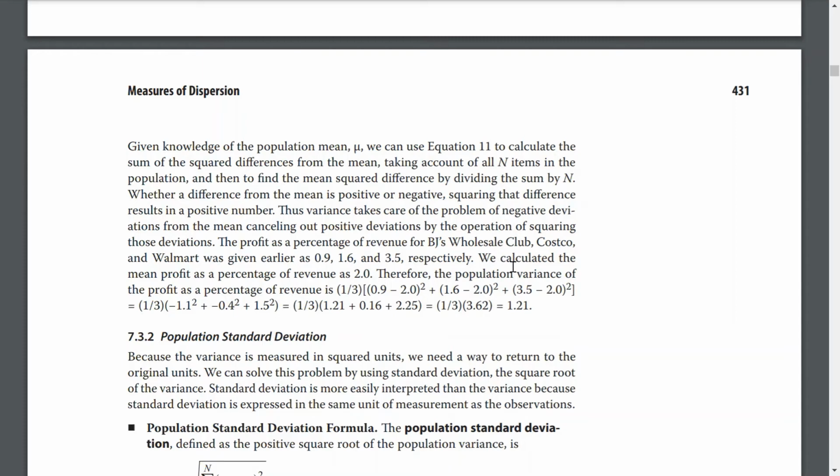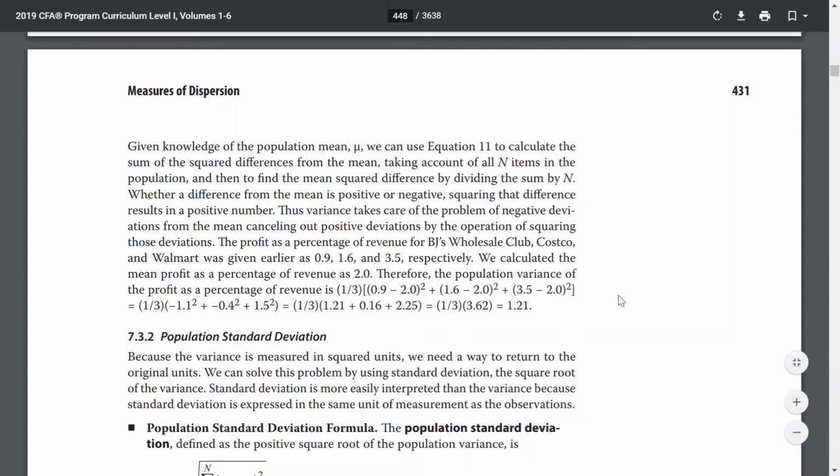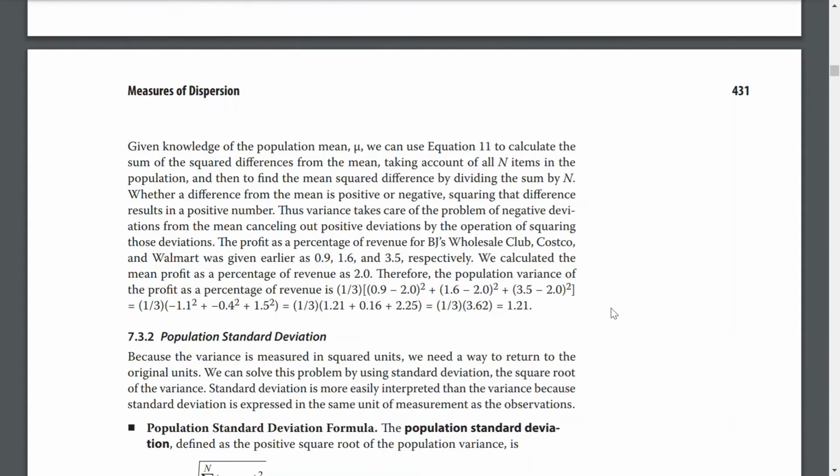The profit as a percentage of revenue of BJ's Wholesale Club, Costco, and Walmart are given earlier as 0.9, 1.6, and 3.5 respectively. We calculate the mean profit as a percentage of revenue as 2.0. Therefore, the population variance of the profit as a percentage of revenue is a third, because each company represents a third as we have 3 companies. A third multiplied by this, which gives us 1.21.